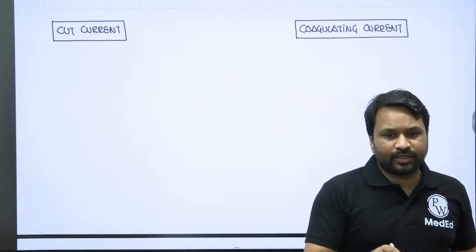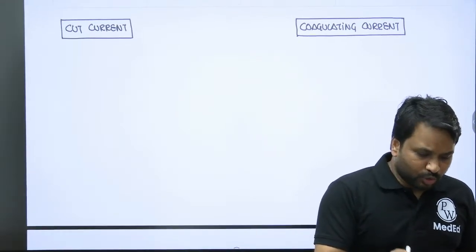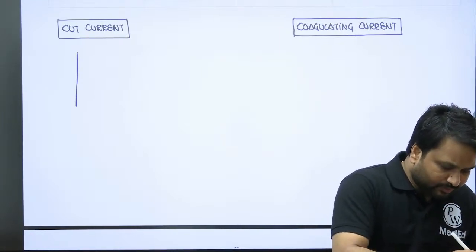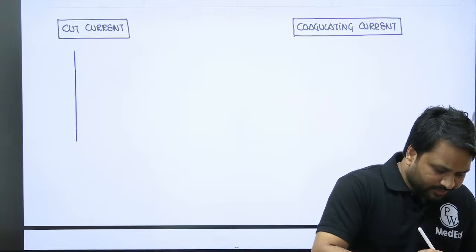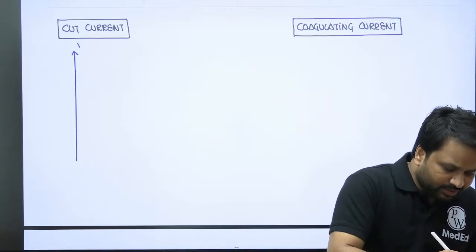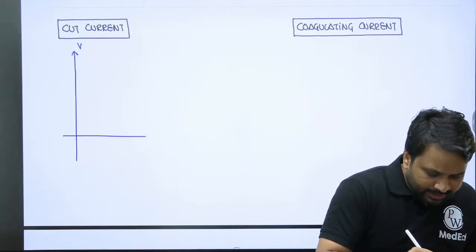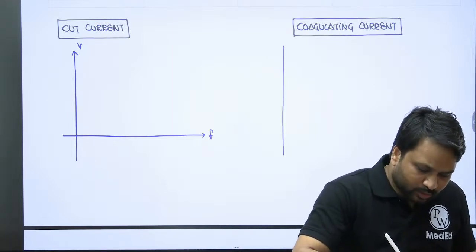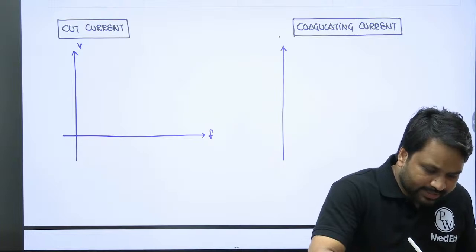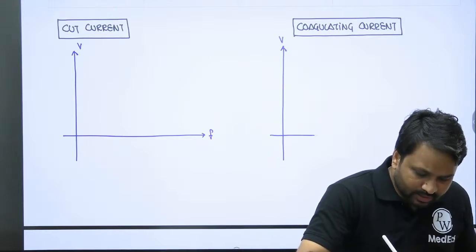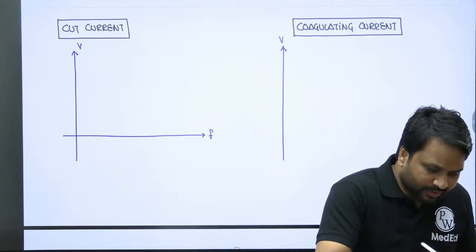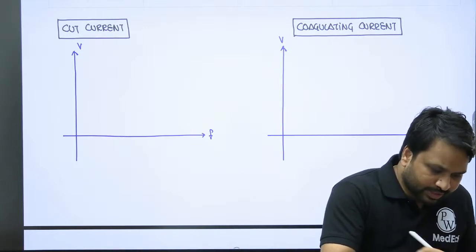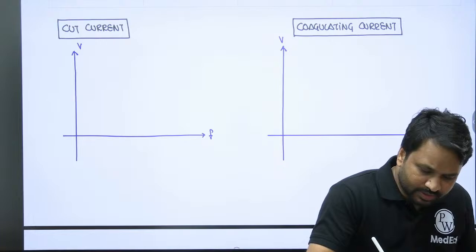The cut current and the coagulating current, right? Usually whenever you have to plot the graph, we will plot it between the voltage and the frequency. On the y-axis, we will take the voltage. On the x-axis, we will take the frequency. Same thing we are going to plot with the coagulating current also.